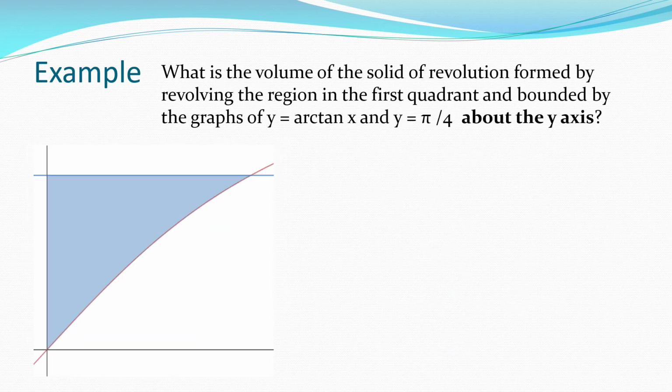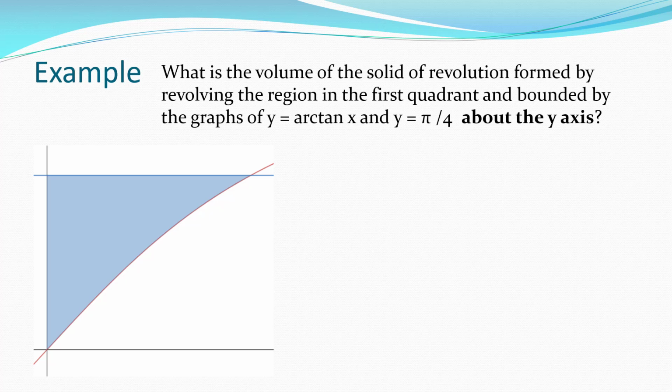Let's try it again. Let's find the volume of the solid of revolution formed by revolving the region in the first quadrant and bound by the graphs of y equals the arctangent of x and y equals pi over 4 about the y-axis. Now this is a little more interesting because we're going about the y-axis, not the x-axis, but the ideas are the same.